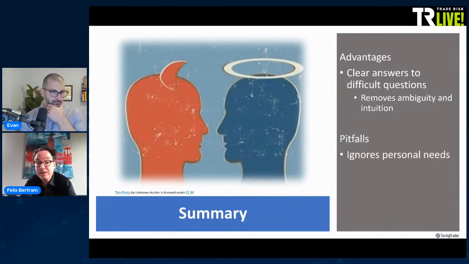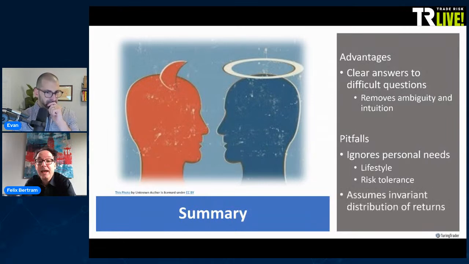So these charts ignore the personal needs. So it's still important to think about your lifestyle, and it's still really important to think about your personal risk tolerance. And we assume that the distribution of returns is invariant over time. And well, for the stock market, if we look at data over 15 years or 20 years, they actually didn't change that much. If you look at 50 years, it doesn't make that much of a difference. When you look at Bitcoin, 3 years versus 6 years, it makes a huge difference.